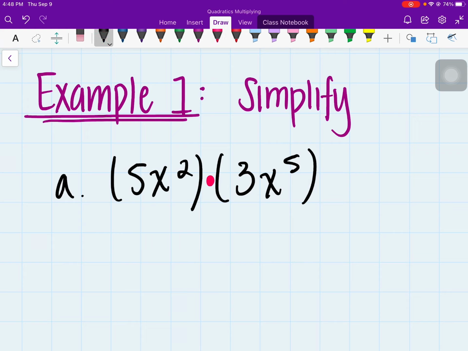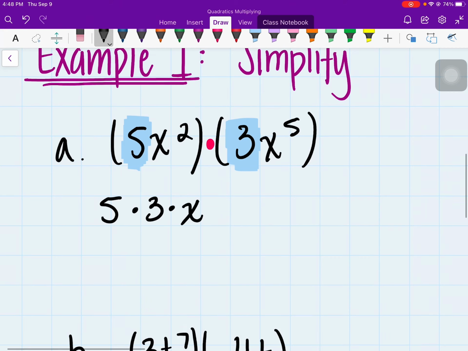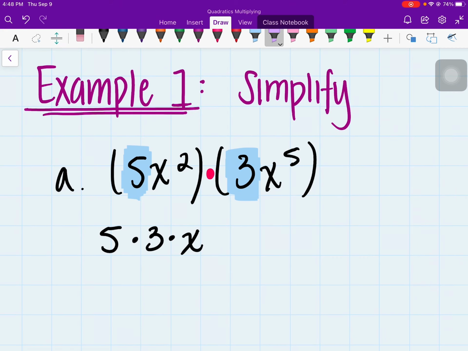Once again, if you know this already, then you could just skip to your answer, but I will be showing this step by step. Whenever you're multiplying these expressions, you do want to go ahead and multiply the numbers, coefficients here. So we have a 5 times a 3. Now, when it comes to the variables with the exponents, we're not going to be multiplying, they actually add. So that would be 2 plus a 5.